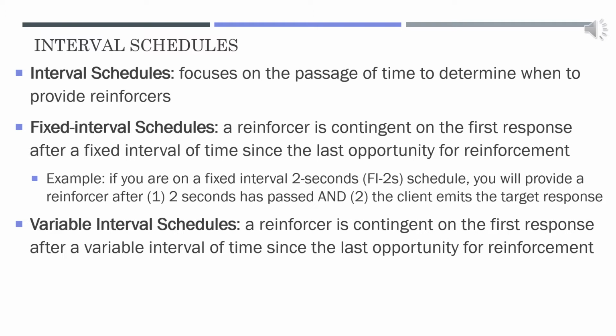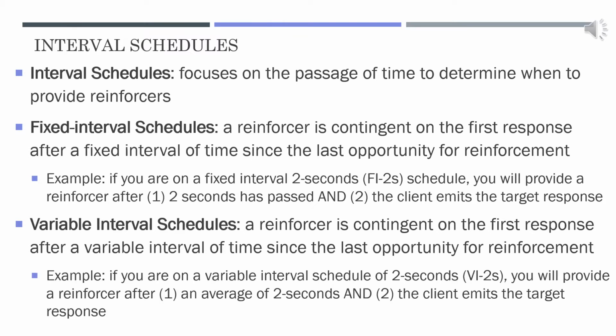Additionally, we also have variable interval schedules. This is when a reinforcer is contingent on the first response after a variable interval of time since the last opportunity for reinforcement. For example, if you are in a variable interval of 2 seconds or a VI 2 seconds, you will provide a reinforcer after both the passage of about 2 seconds and after the client emits the target response. This means you need both approximately 2 seconds to pass and for the response to occur after the 2 seconds have passed for the client to receive the reinforcer.